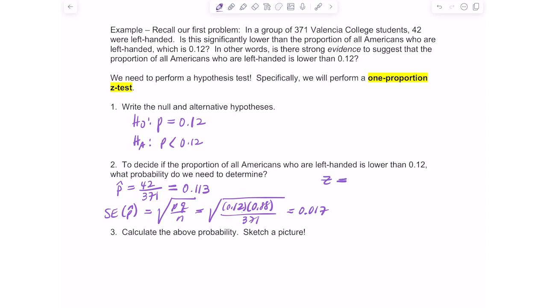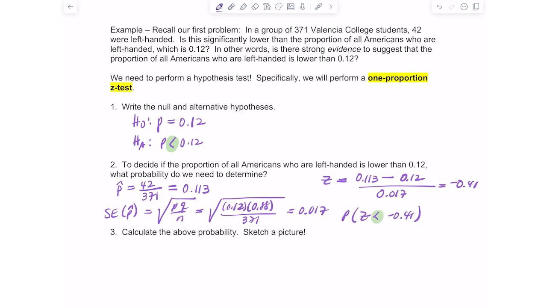So remember, that's going to be your value, p hat, minus the mean, divided by the standard error. And when you divide those, you get negative 0.41. So now, what probability am I determining? The probability that z is going to be less than negative 0.41. This alternative inequality should always match up with your probability. So that's what we're going to be finding.